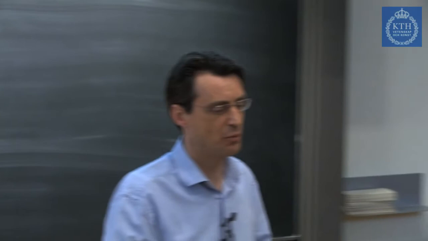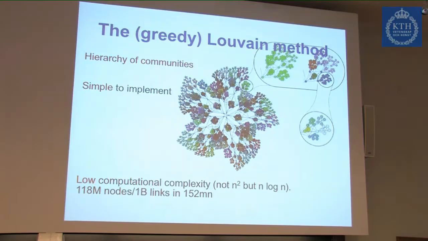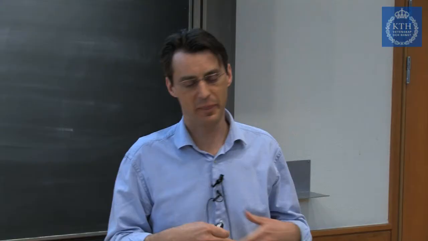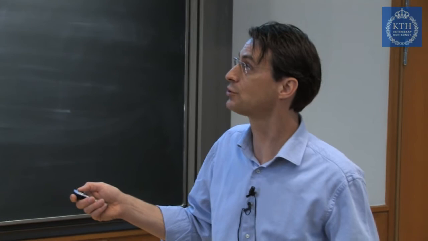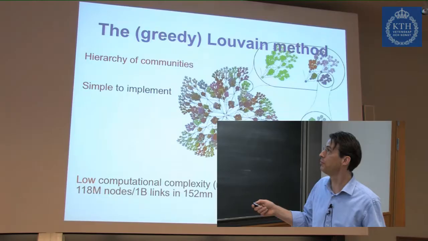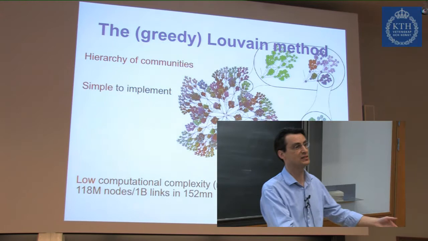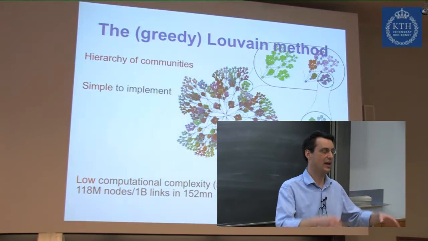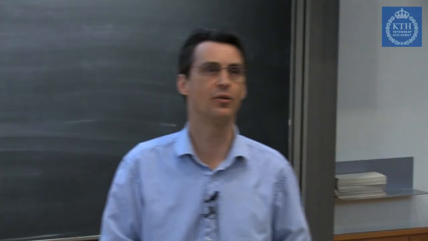But as compared to methods that were previously available at the time when we introduced it, this was a complexity that was much better than what was available at that time. At that time, most methods were running in n squared. And so it allowed us to treat networks of very large scales, such as the one I've described before, about 100 million nodes and a billion links, just on a standard PC in 2.5 hours. So a billion links, you can detect communities in just 2.5 hours on a regular PC.